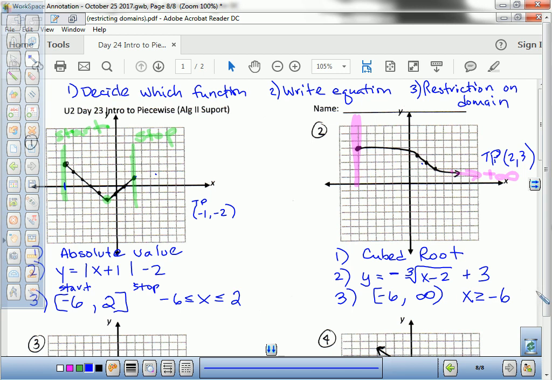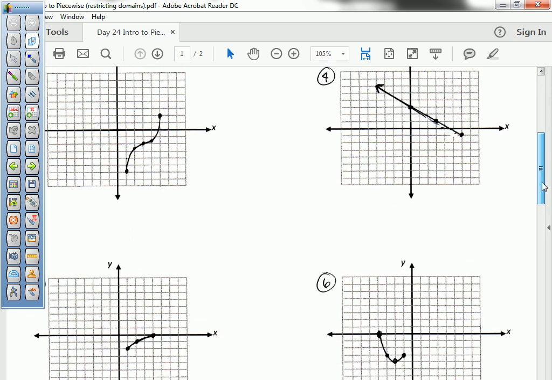Yes, ma'am? So when it's like the dot, that's when it stops. That dot represents it stopping? Yeah. Okay. Yeah. All right, let's take a look at the next two.